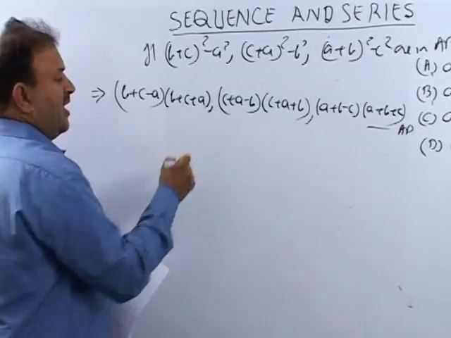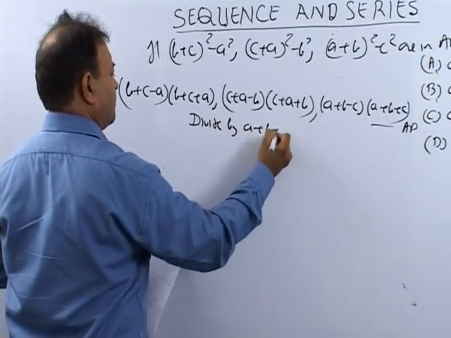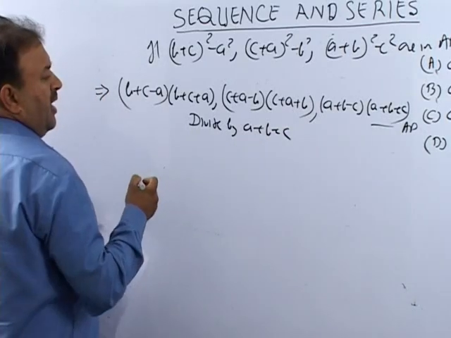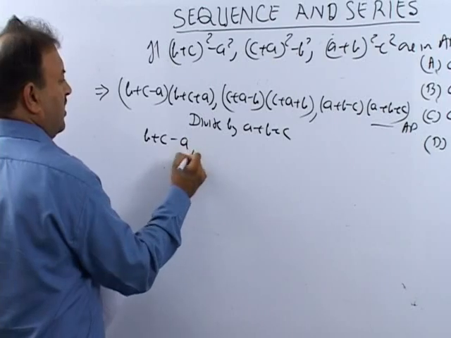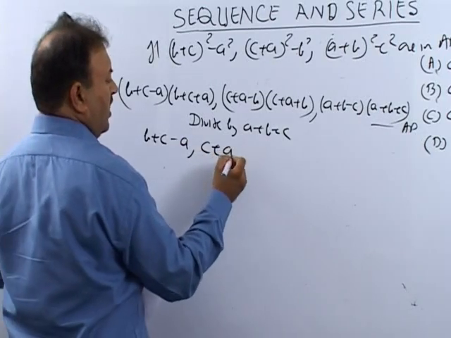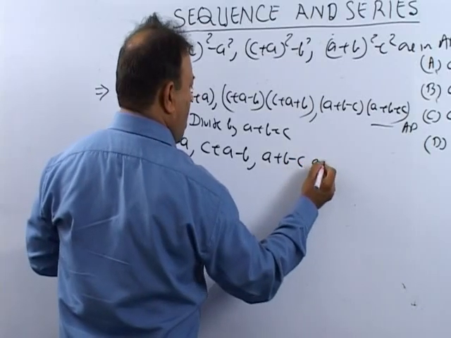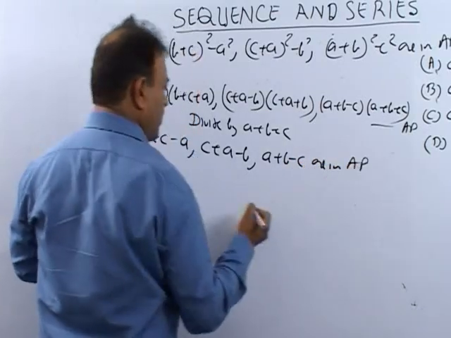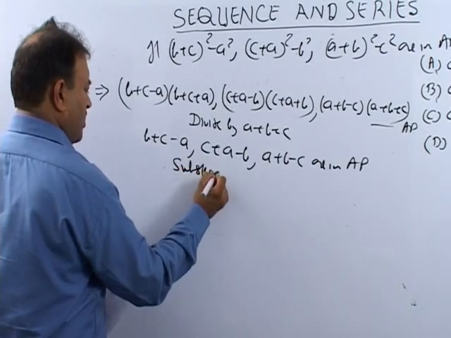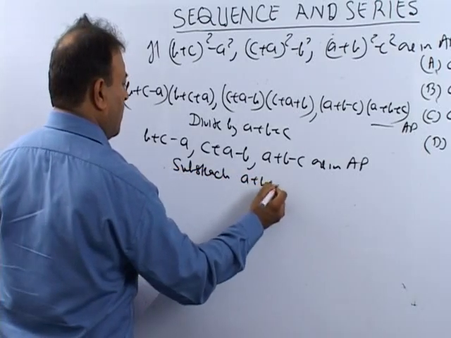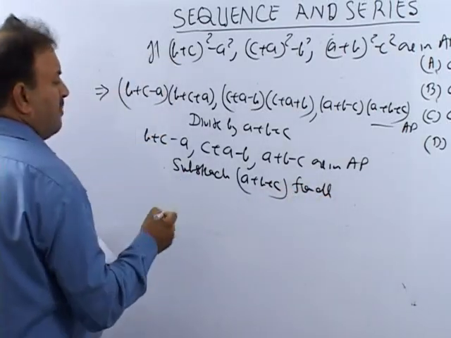So make it easy. I divide by what? I divide by A plus B plus C. Now I will get B plus C minus A, C plus A minus B, A plus B minus C in AP. Now what will we do? Subtracting A plus B plus C from all. सब में से A plus B plus C subtract कर दो.